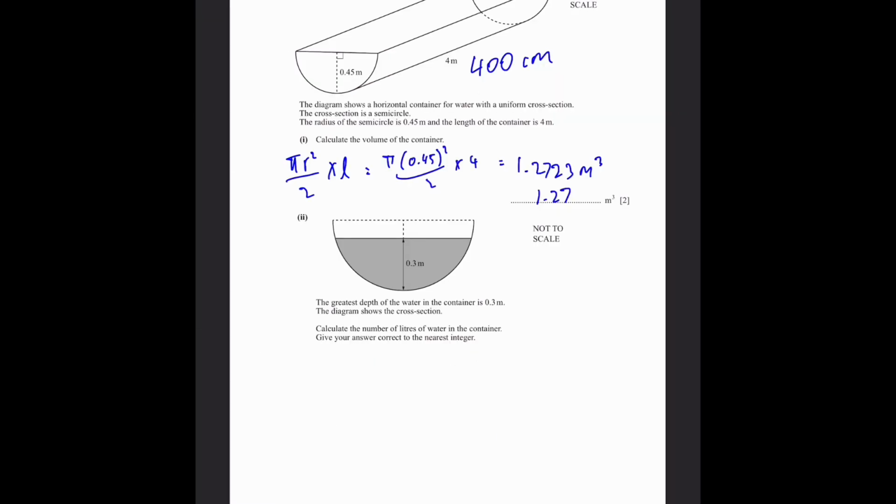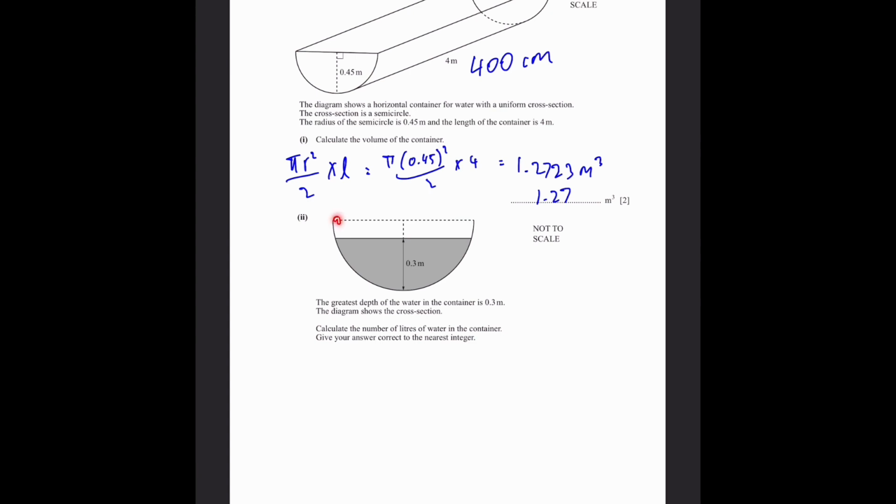Now let's move on to part 2. The greatest depth of the water in the container is 0.3 meters, as given over here. The diagram shows the cross section. Calculate the number of liters of water in the container. Give your answer correct to the nearest integer.